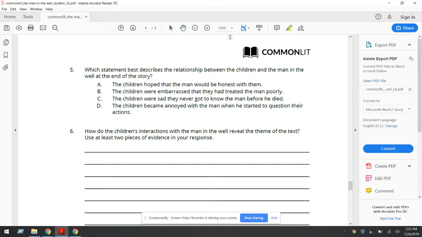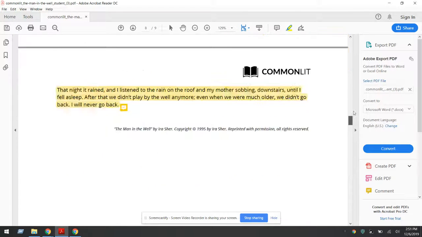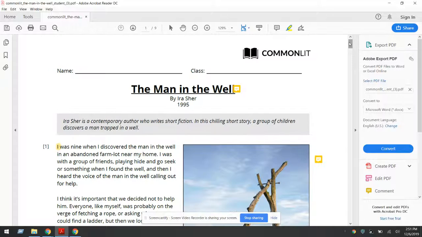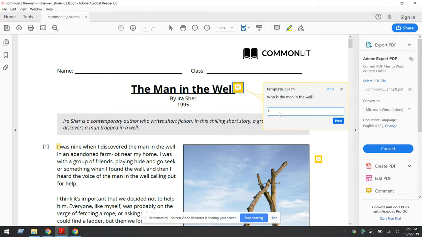Relationship. We did realize that there were some relationships. So really, one of the things I'm going to be looking for tomorrow when I start reading this more in depth is, who is the man in the well? I'm going to be looking for theme. I'm going to be looking for relationships that get explained through the dialogue.